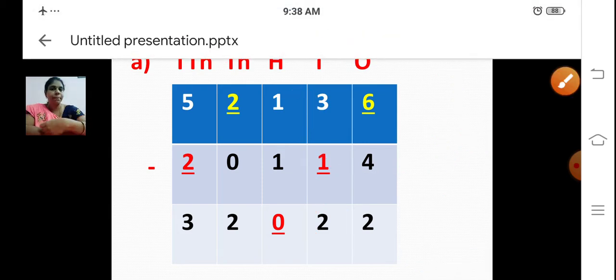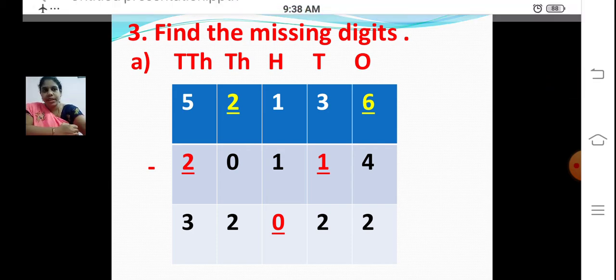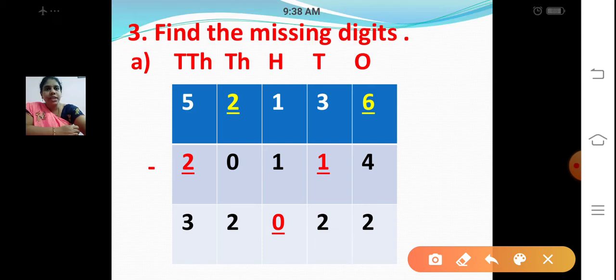We'll see one example. We'll do a sum now. Exercise number 4.3, third sum. Find the missing digits. Shall we start now? Yes. So in the sum, the ones place, this we are going to find out, right? This we are going to find out, this we are going to find out, right? Now first we'll take the ones place.